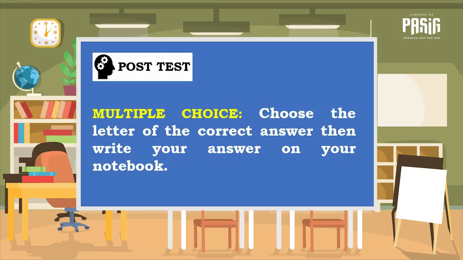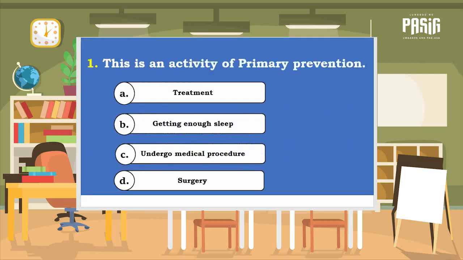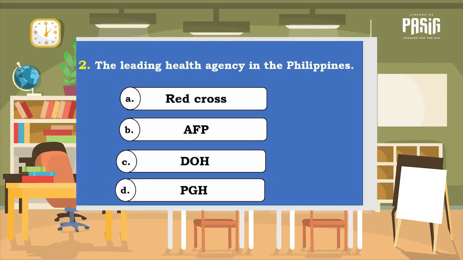At last, for your post-test, choose the letter of the correct answer and write your answer in your notebook. Number 1. This is an activity of primary prevention. And the answer is letter C, undergo medical procedure. Number 2. The leading health agency in the Philippines. The answer is letter C, DOH.